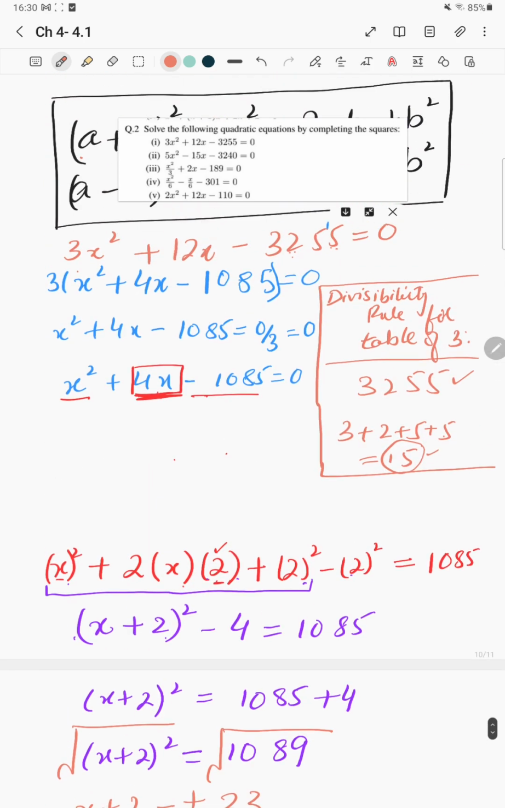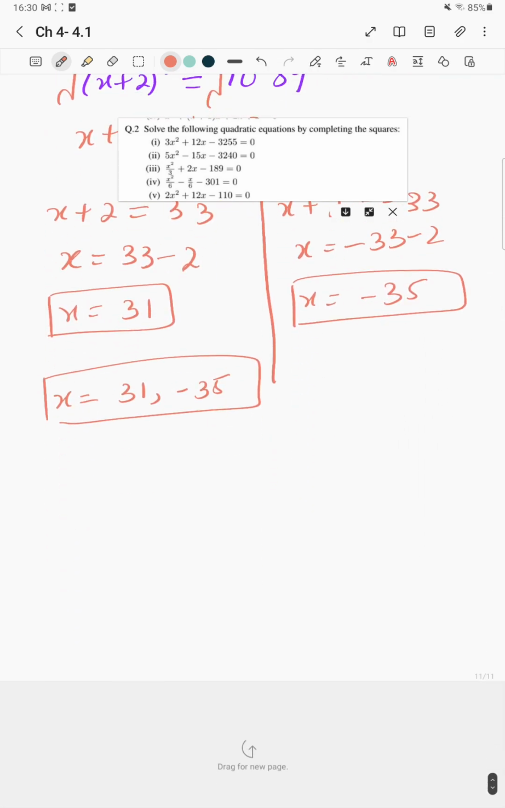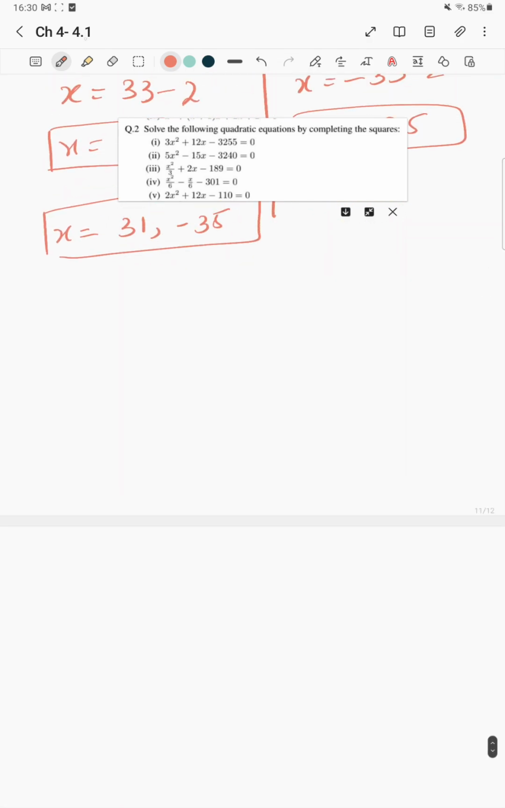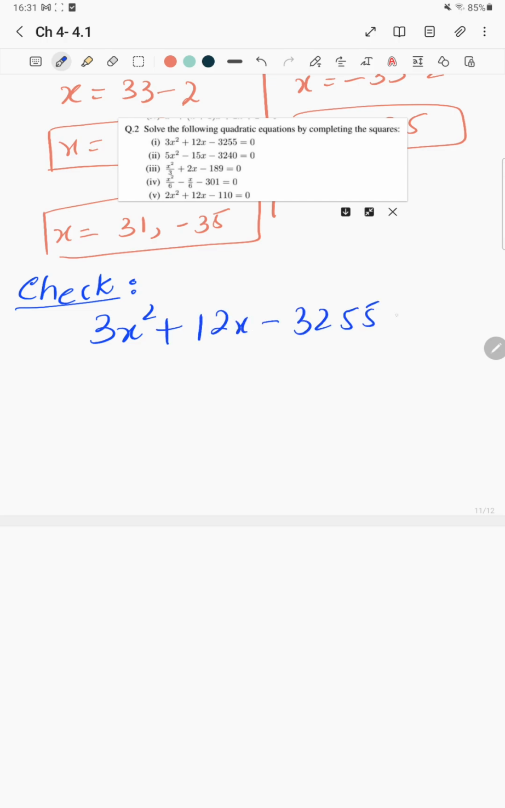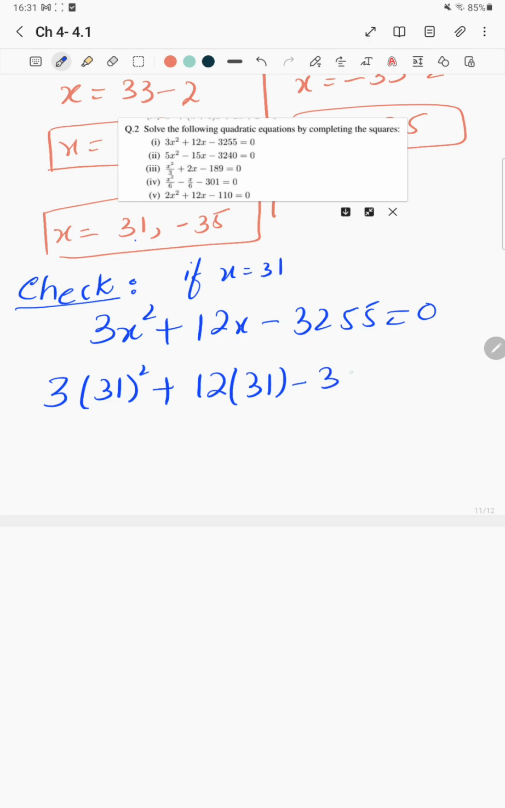Now as I told you previously, we can check whether we have done the question correctly or not. For checking our questions, we put any one value of x in the question. So what is the question? It's 3x square plus 12x minus 3255, which is equal to 0. So I have to put the value of x as 31. Let's suppose 31. So if I put 31 here plus 12 times 31, you can put any value of x.